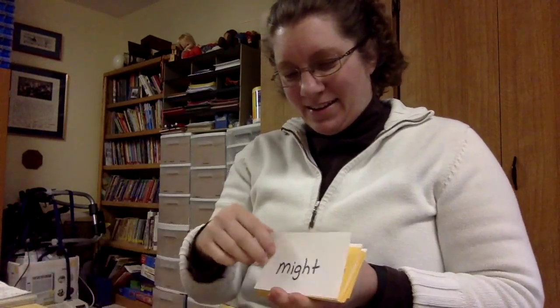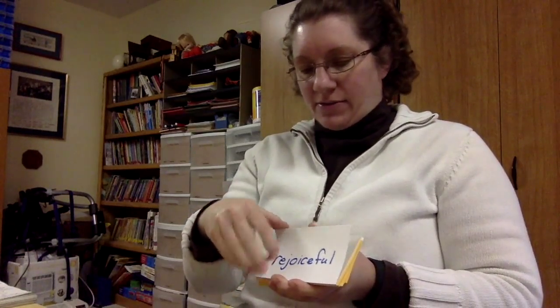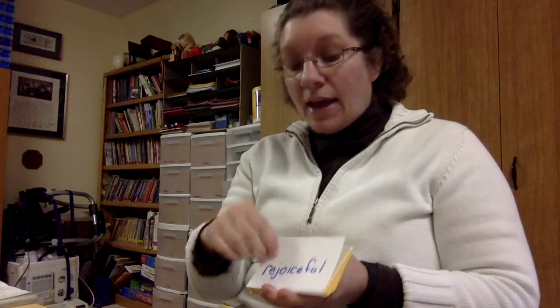Stewardess. Might. Distracted. Rejection. Beautician. What's C-I-A-N? A person. Yeah, and what's this last one? Rejoiceful. Yeah, and full means what? Full of rejoicing. So if I say you're joyful, you're full of joy. Okay.